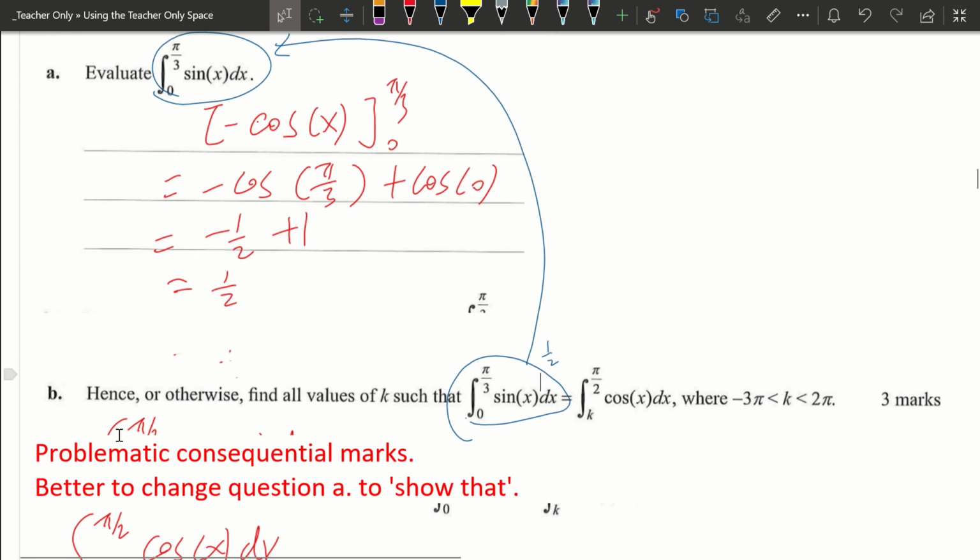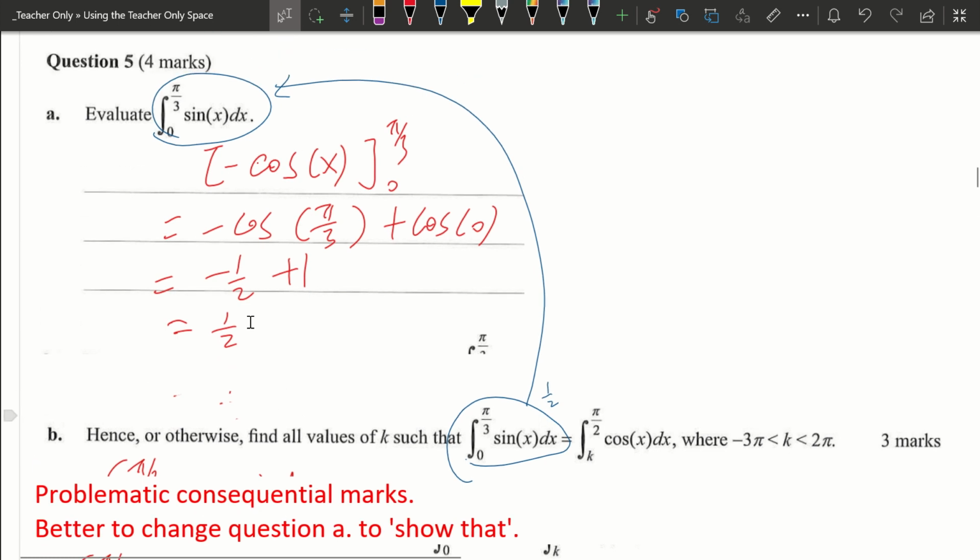First of all, this is a problematic question because it has consequential marks. If you didn't figure out the answer to question 5a, let's say you get something weird, right? You get 4 over 3 in question 5a. You can still do question b. You can still substitute 4 over 3 like this, and then equal to the right hand side, and solve for k and so on.